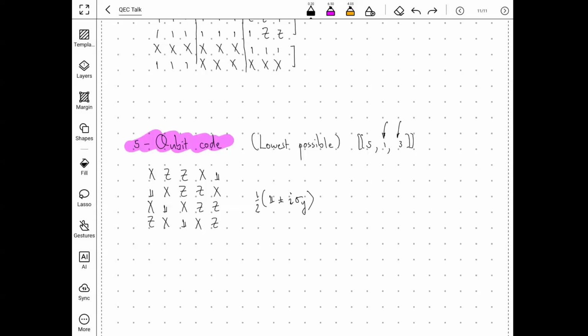I think you can do it with sigma x, sigma z, and a NOT gate, and maybe CNOT. I think sigma x and sigma z should give you, you should be able to get sigma y. I'm not sure.